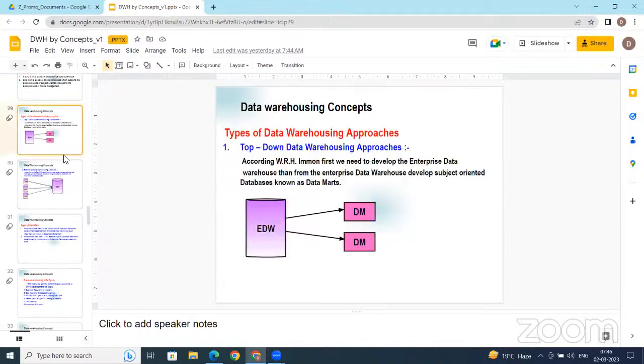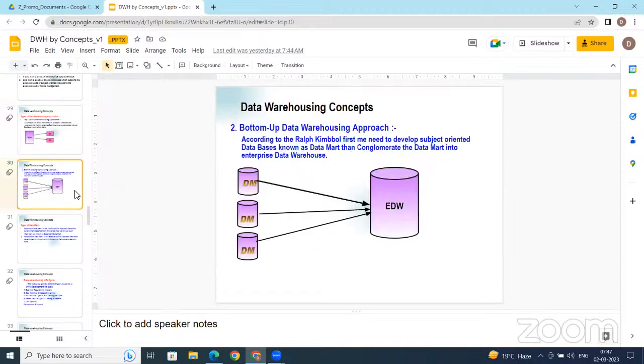Okay, and the next one is approaches of data warehousing. There are two types of approaches. One is the top-down approach. The next one is the bottom-up approach. So the top-down approach was introduced by W. H. Inmon. What he is saying is, let's build the data warehouse first, then we'll build the respective data marts from the data warehouse. Okay, this is his methodology of building the data warehouse.